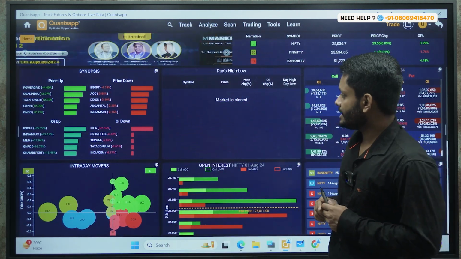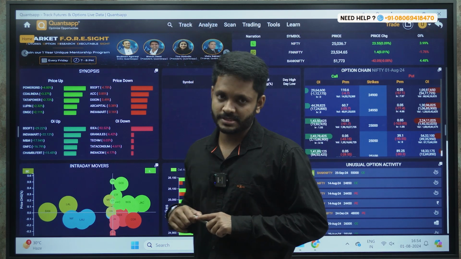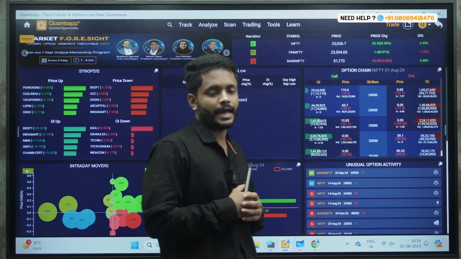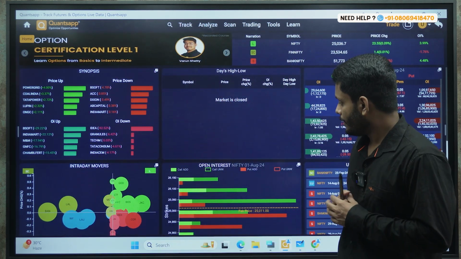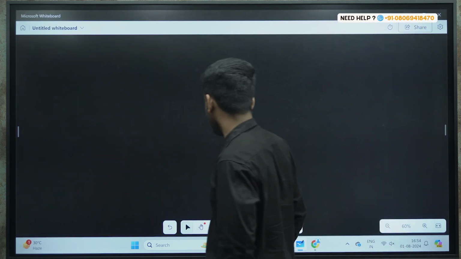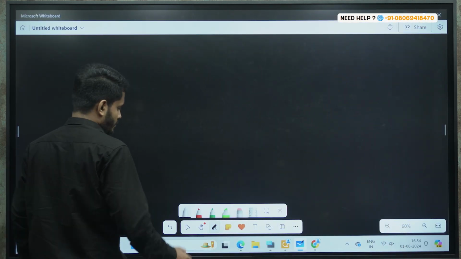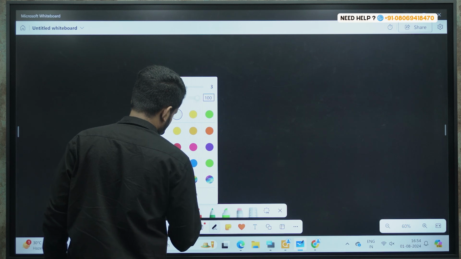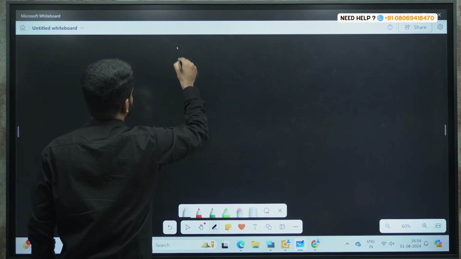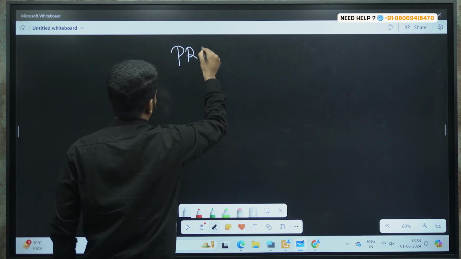Okay, so first let's talk about price OI percentile today, how you can capture a decent swing using price OI percentile. I hope my blackboard is visible to everyone. So let's talk about price OI percentile.